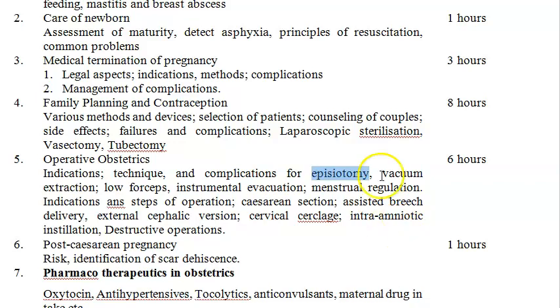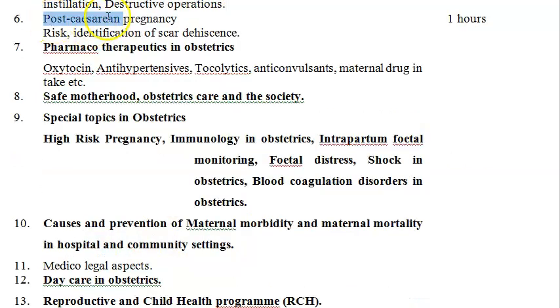episiotomy, right? For normal delivery, they'll do this episiotomy. Vacuum extraction, forceps, instrumental evacuation, menstrual regulation. Then cesarean section, assisted breech delivery. Then so many things. Post-cesarean pregnancy, after a cesarean pregnant. Okay. Then pharmacotherapeutics, oxytocin, antihypertensives, tocolytics. What will tocolytics do? These will suppress labor, isn't it? Like in threatened abortions, they can use this. Oxytocin actually is induction of labor. Anticonvulsants for all the eclampsia, isn't it?